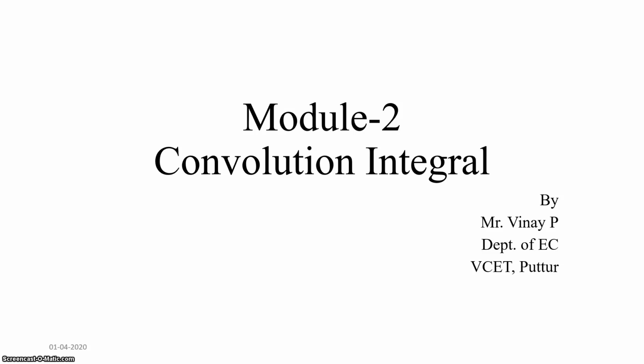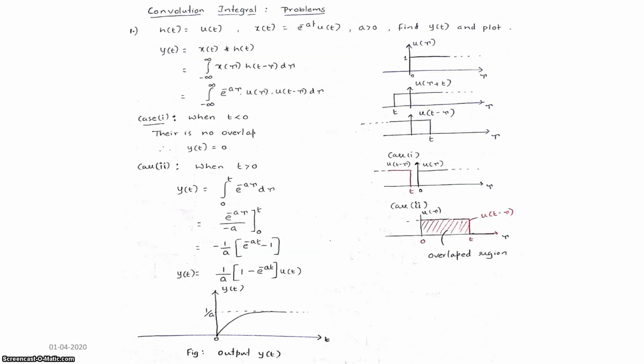Hello everyone. In the last video we discussed the convolution integral, and today we will discuss some problems related to the convolution integral. We already discussed the derivation of the convolution integral, and we solved a problem where both are infinite signals, that is h of t is equal to u of t and x of t is e to the power minus 8t into u of t.